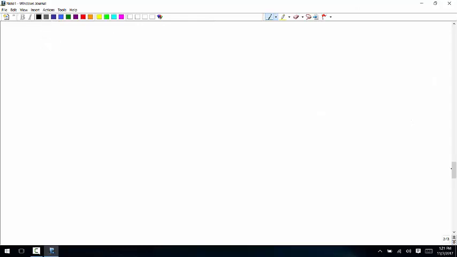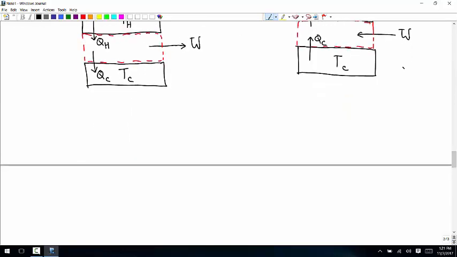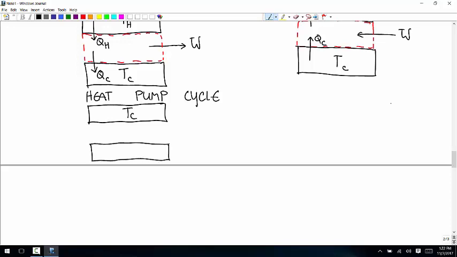And then the last one is a heat pump cycle that works pretty similar to a refrigeration cycle, just going in reverse. So there's the hot region, the cold region. This should be hot. This is cold. Here's the system. And in this one, the hot region is like the inside of your house, and you're trying to transfer heat Q sub H into your house.